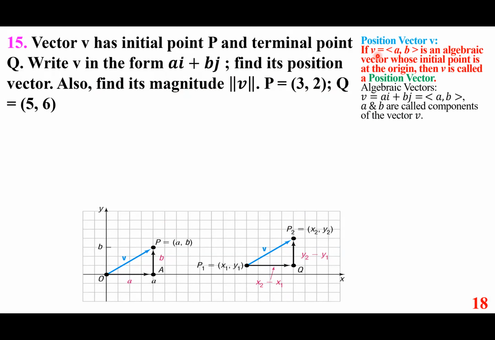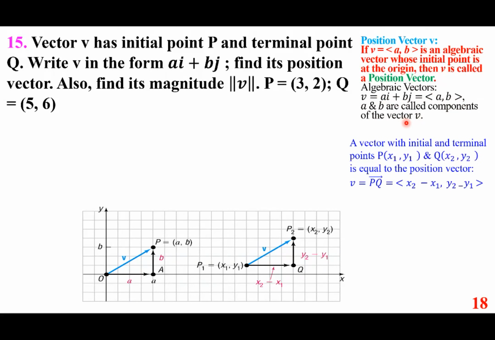Position vector: if v has the components a, b, and is an algebraic vector whose initial point is at the origin, then v is called a position vector. So it becomes a position vector when the initial point is at the origin. Algebraic vector ai plus bj, or simply a comma b. a and b are called components of the vector v.